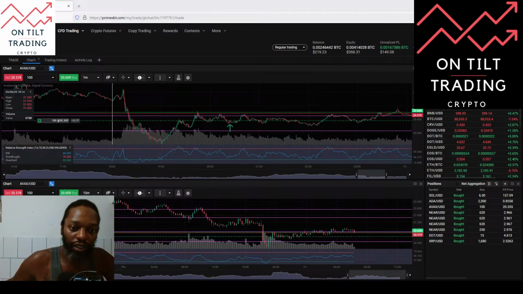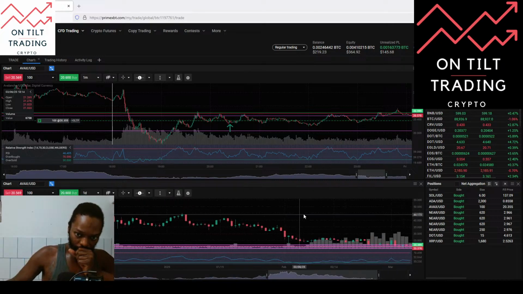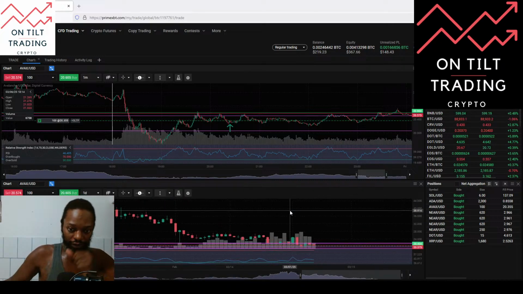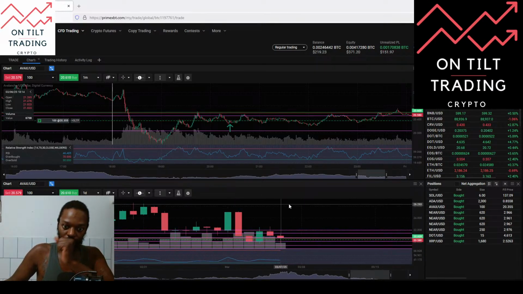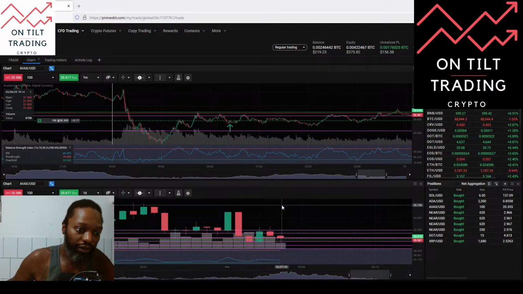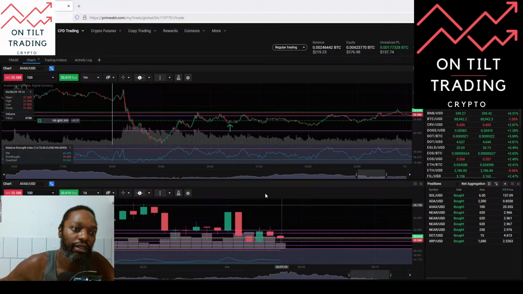Same thing with Avalanche. Or at least on the daily, the way I process this information for my system. Right here, the RSI is 38.804. So I would only trade Avalanche long today based on my system.